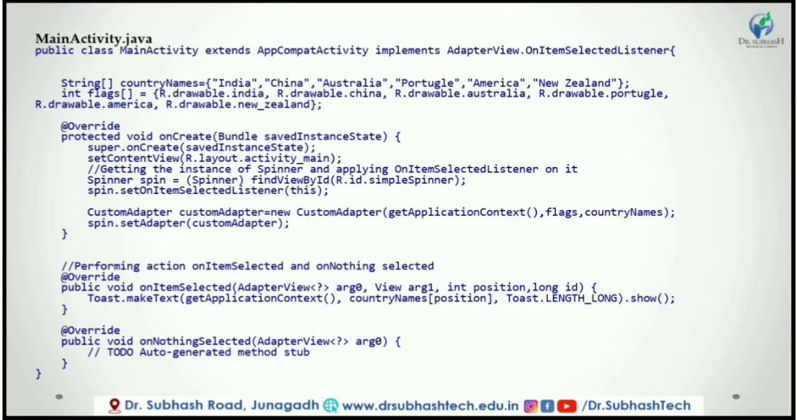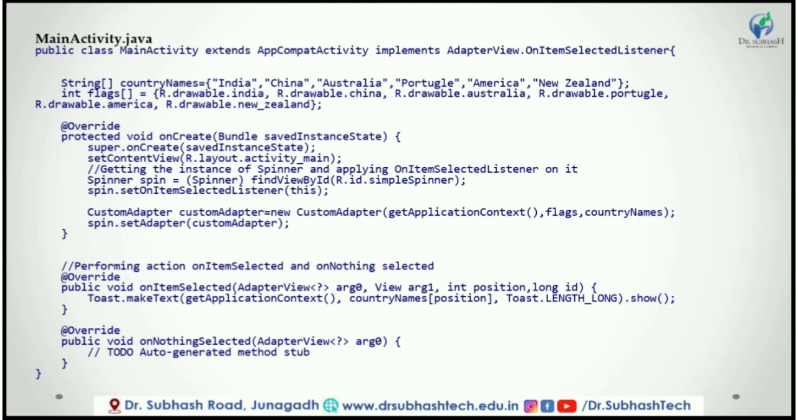In next step, open app into Java, into package, into MainActivity.java and add the following code. Explanation is included in the code itself. In Java, we can see that we are getting the instance of spinner and setting the on item selected listener on it, and then performing actions on item selected and nothing selected.